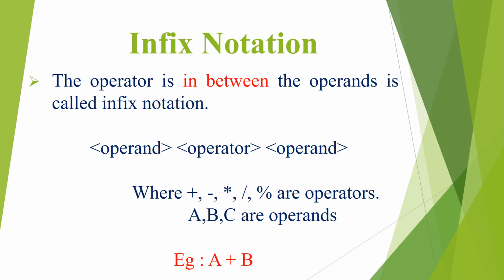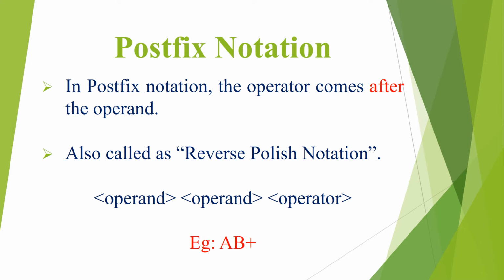First one is an infix expression. Here plus, minus, star, slash and percentage are called operators. The variables a, b, c are called operands. If the operator is in between the operands, then it is called an infix expression. For example, a plus b is an infix expression where the operator plus is in between the operands a and b.